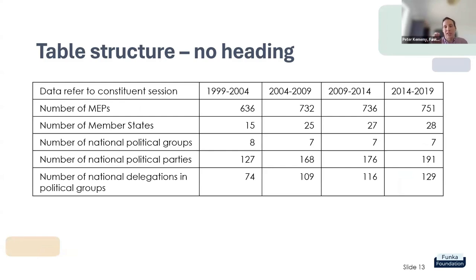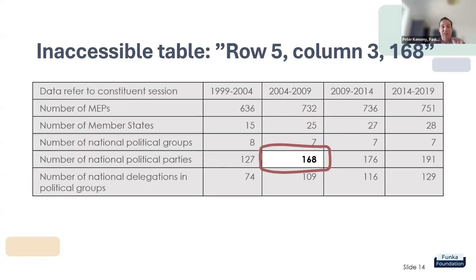This is a visual presentation, but the idea is to present what's happening in the background in the code. What I mean by that, you have here a very simple table. If you read it carefully, you can see that the first row is a header row, the first column is the header column. These are the data that are necessary, that provide the context for understanding the data in the middle. So, for example, this 668 is the number of national political parties in the 2004-2009 European parliamentary session.